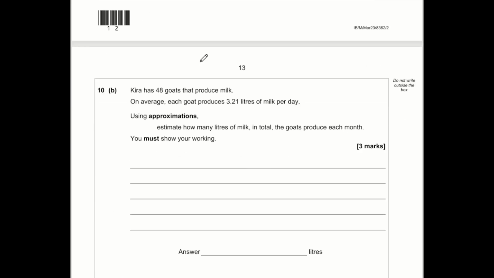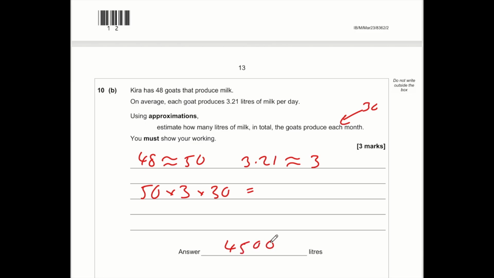Okay, so using approximations means we're going to round 48. We're going to say that that is approximately 50. We're going to say that 3.21 litres is approximately 3, and this is number of days, and per month, well, we'll just assume that it's 30 days in a month. So we've got 50 goats producing 3 litres per day times by 30, and if we just multiply those 3 numbers together using our calculator, or in your head if you can do it, that comes to 4,500 litres.